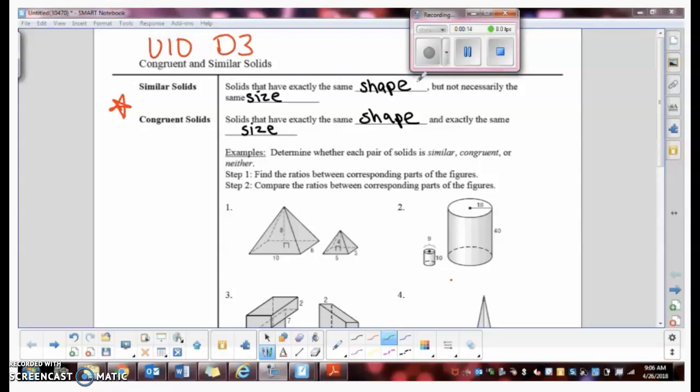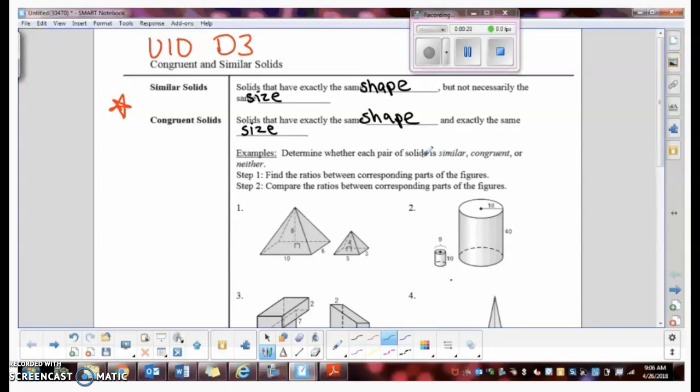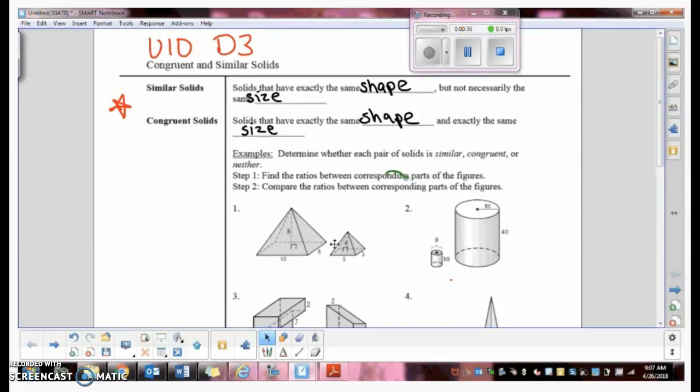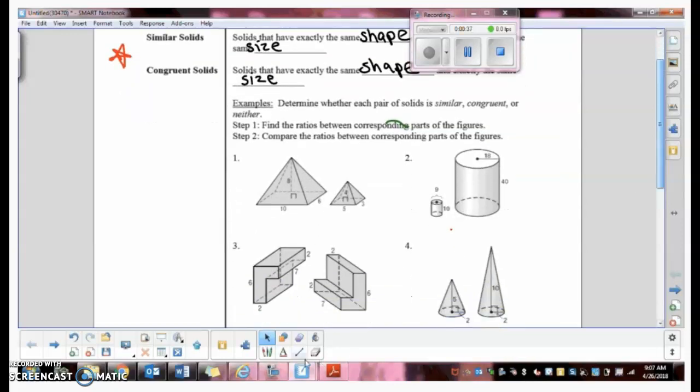We're going to talk today about congruent and similar solids. You hopefully remember these terms from when we were talking about two-dimensional shapes, namely triangles. Just to refresh your memory, shapes that are similar have the same shape, the same proportions and dimensions, but they're not necessarily the same size. Whereas congruent shapes, all of their sides and angles are going to be the same.